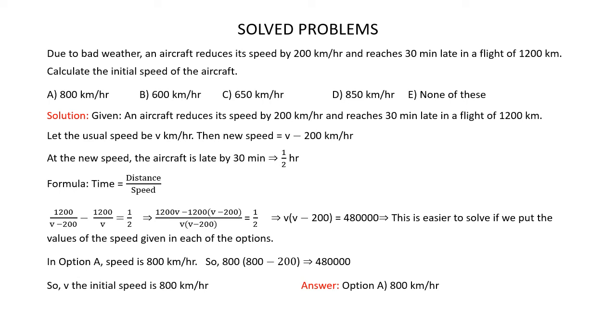So the correct value for V is 800. So V, the initial speed, is 800 kilometers per hour. So the correct answer is option A, 800 kilometers per hour.